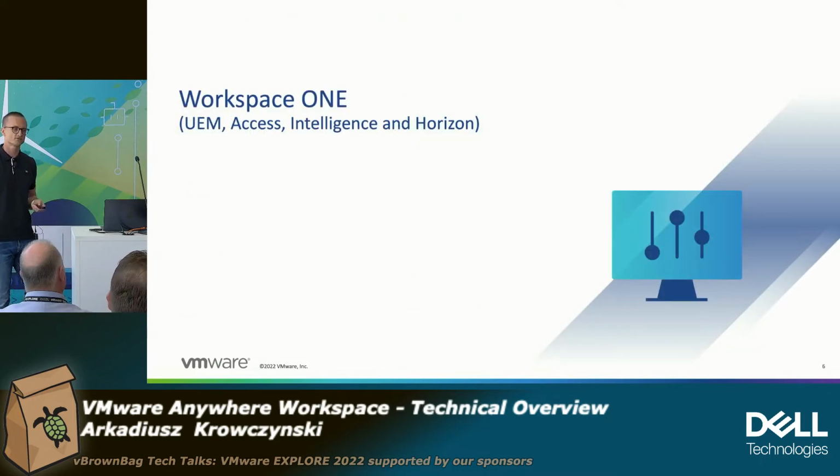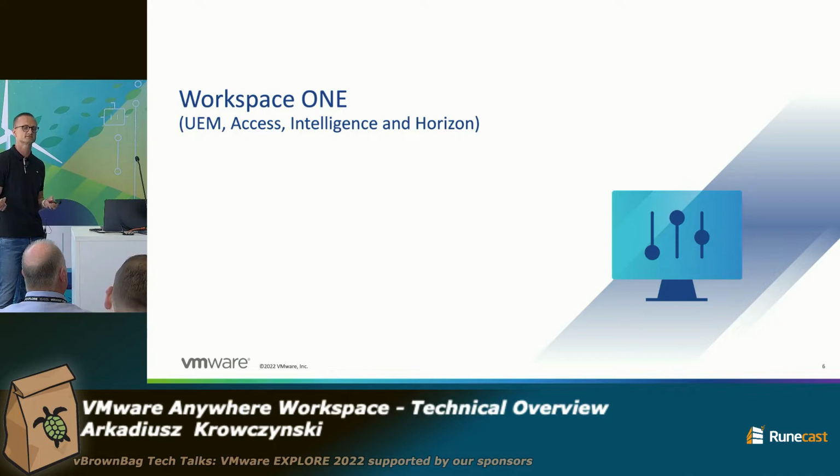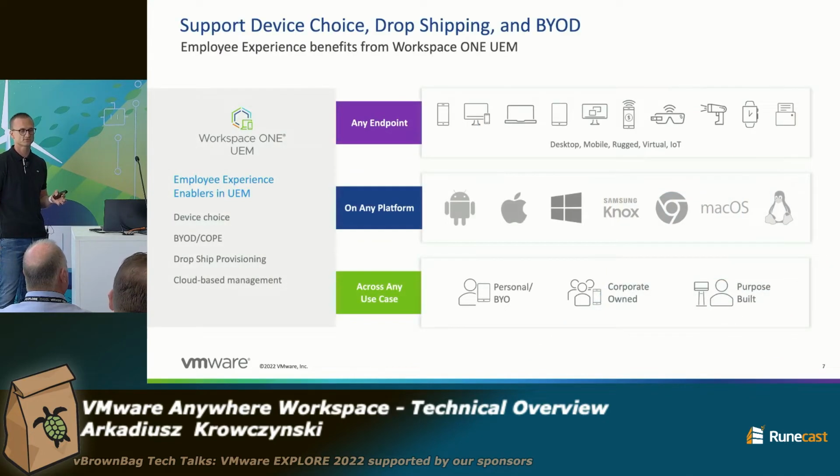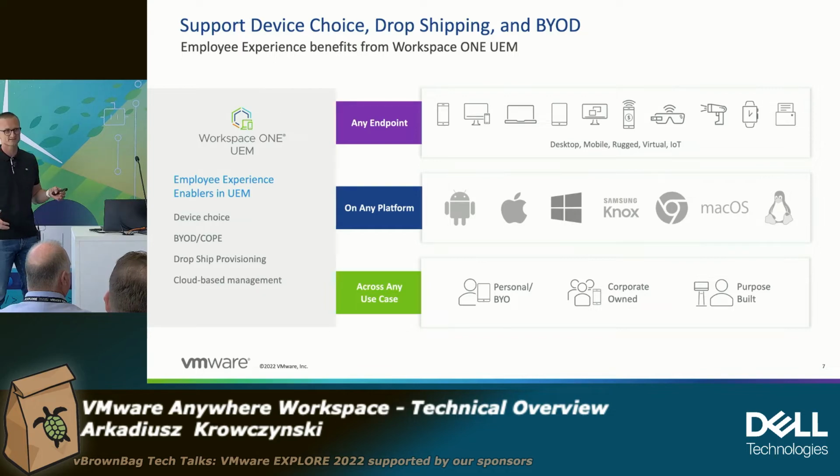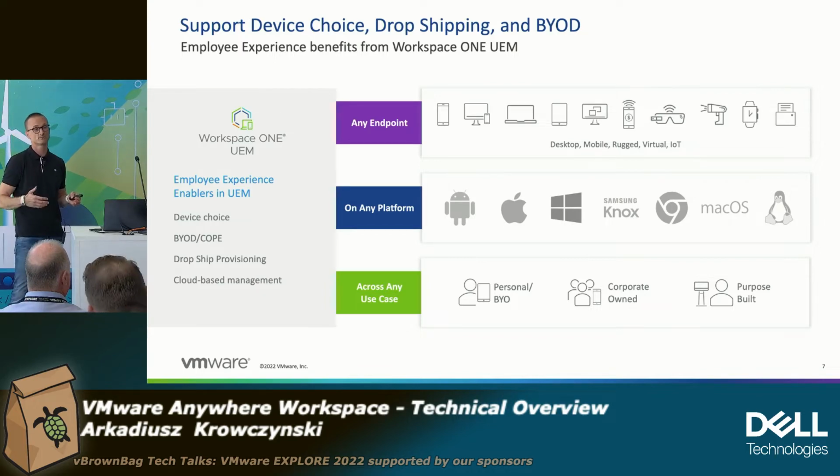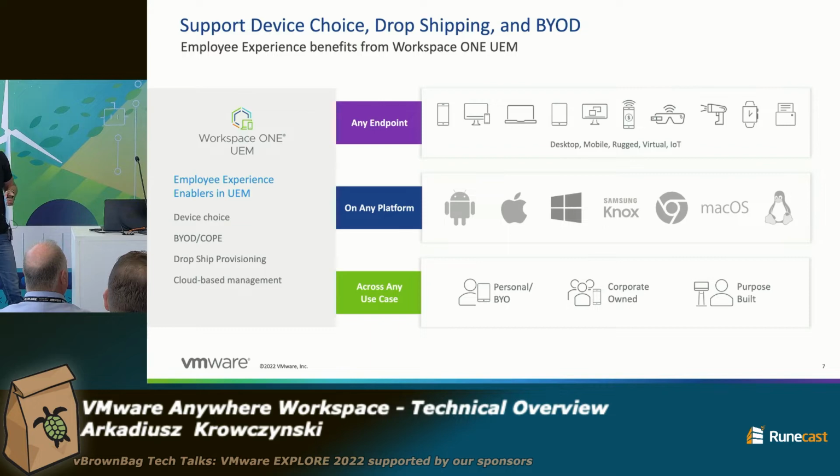So let's start with the first pillar within Anywhere Workspace. So WorkspaceOne, that is divided into WorkspaceOne UEM, Access, Intelligence, and Horizon. So first of all, WorkspaceOne UEM, our unified endpoint management solution, where we are, I would say, supporting any endpoints on any platform, and for sure across any use cases. Means it doesn't matter if you are working with mobile devices, Windows laptops, Linux devices, or even nowadays VR, AR devices. We, from the WorkspaceOne side of view, support all of these.